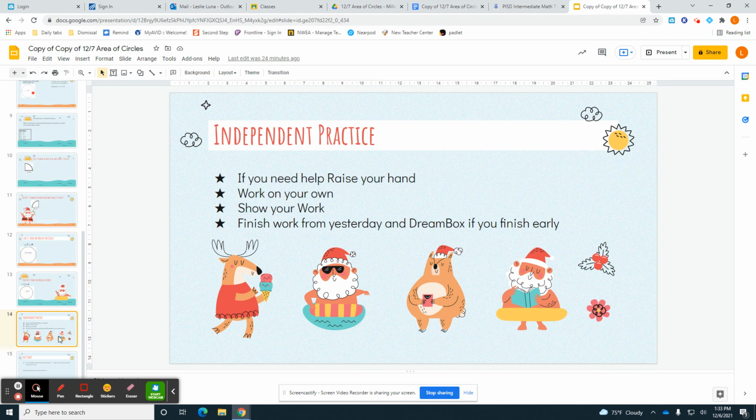Okay, so if you are in a class with your teacher, go ahead and raise your hand. Even if you are in the class with the sub, you can still raise your hand and ask for help. The sub will try to help you as best as he or she can, okay? But you are working on your own, and you do have to show all your work, okay? If you finish early, you're gonna work on Dreambox. The sub doesn't have your work from yesterday, okay? If you're in a class with your teacher, then your teacher will have your work from yesterday and they will hand it to you. Okay? Have a good day.